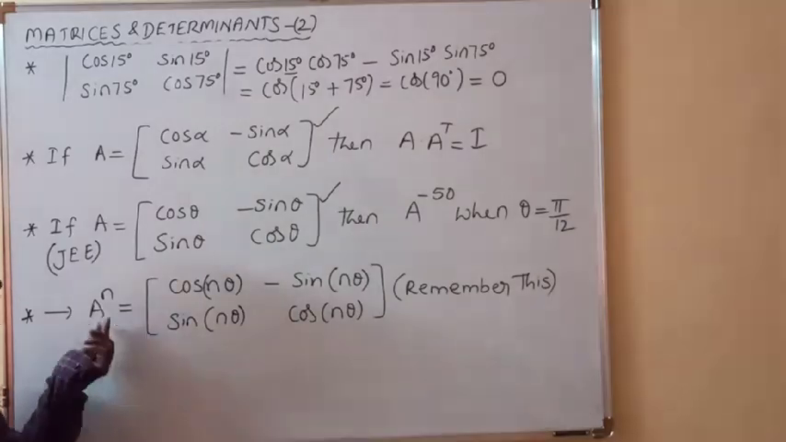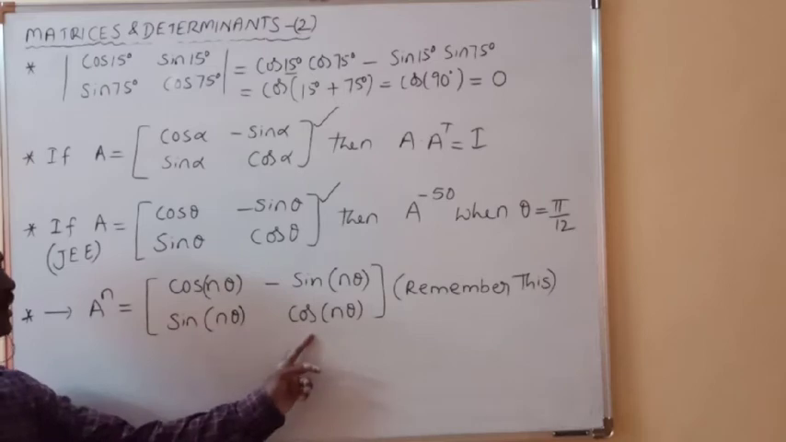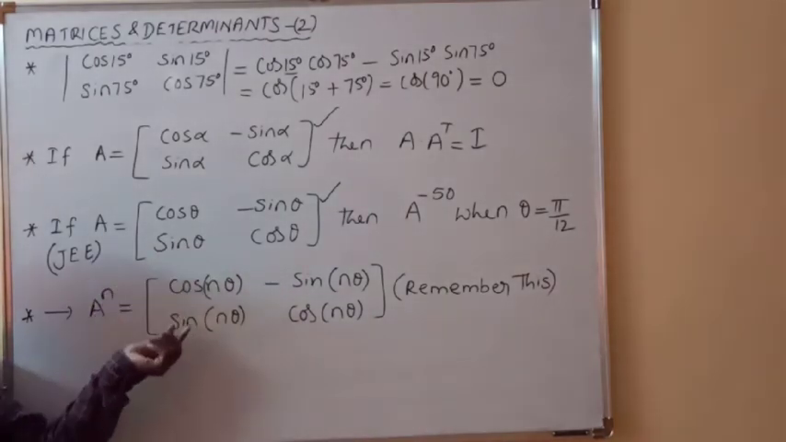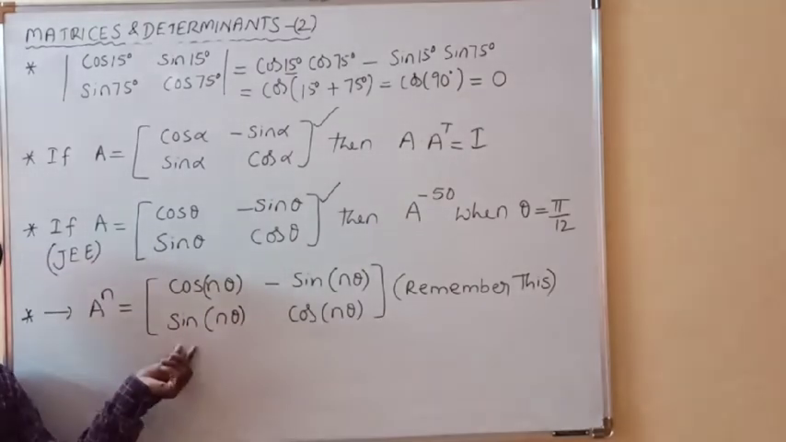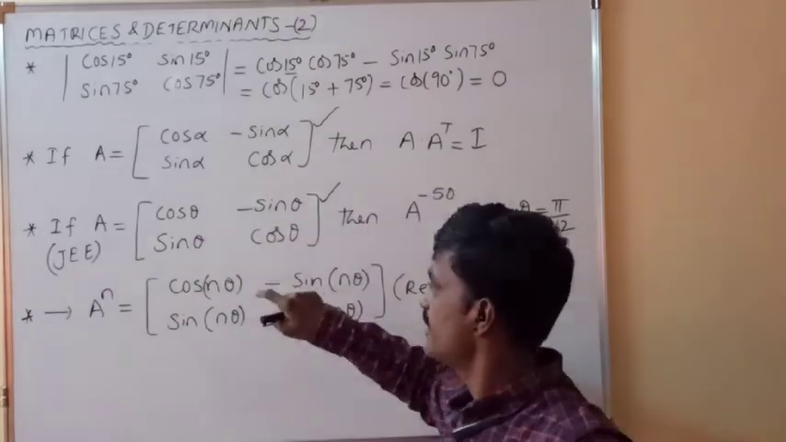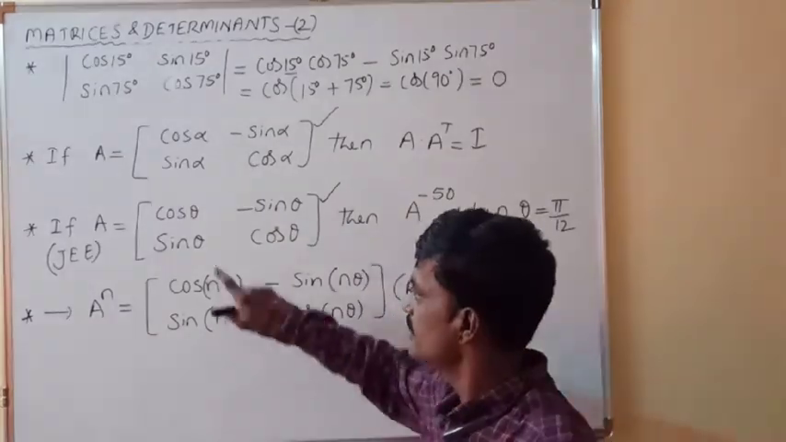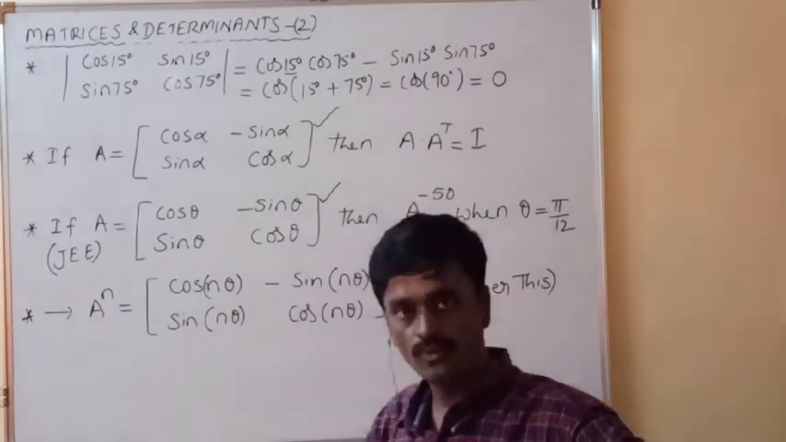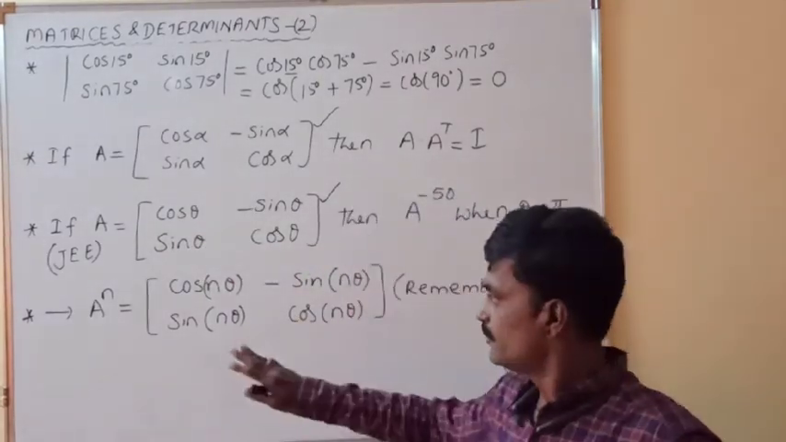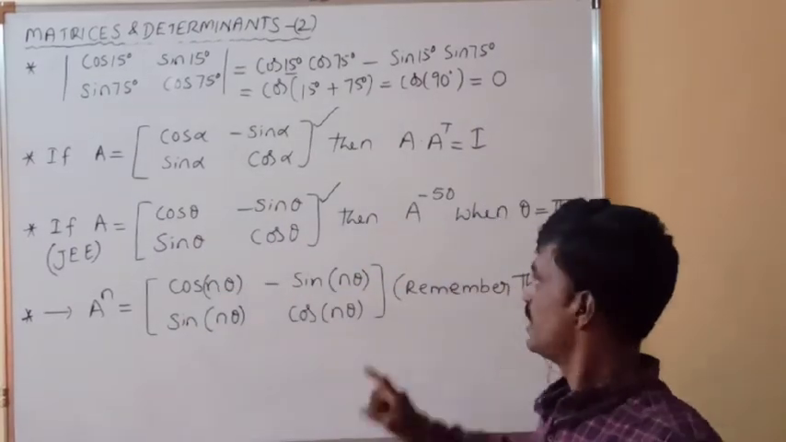So A power n is equal to what? If A is equal to this matrix, cos n theta, minus sin n theta, sin n theta, cos n theta, then A power n matrix becomes this. That means what is A square matrix? Cos 2 theta, minus sin 2 theta, sin 2 theta, cos 2 theta. So if you want to find A square, just replace theta by 2 theta. If you want to get A cube matrix, just replace theta by 3 theta. So if you want to get A power n, just replace theta by n theta.